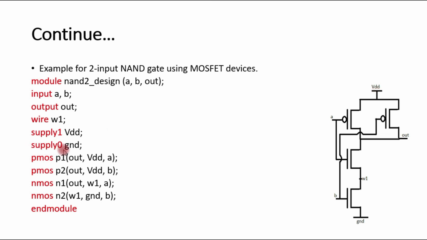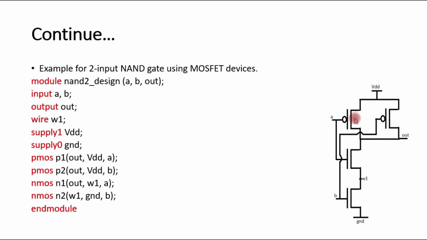Supply 0 is also a keyword in the Verilog library, and it shows the ground potential, and here ground is taken as GND. So supply 0 is GND. A total of 4 devices are used here, 2 PMOS and 2 NMOS. We can use labeling of the devices.